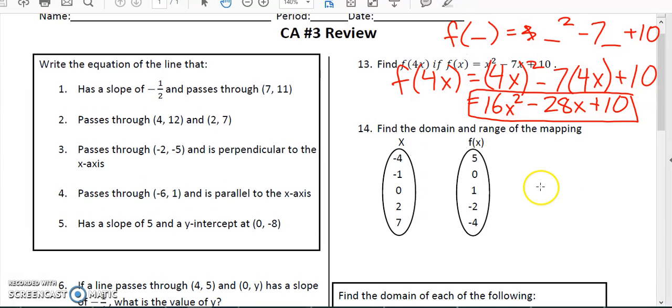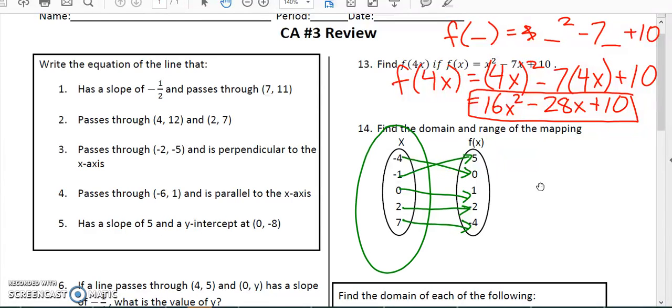Find the domain and range. There aren't any arrows here, so we're just going to draw some. I'm just pretending that it's off. All right. So if this is the mapping, then the domain would be this set right here. And the range would be this set right here. So you would just write it out.